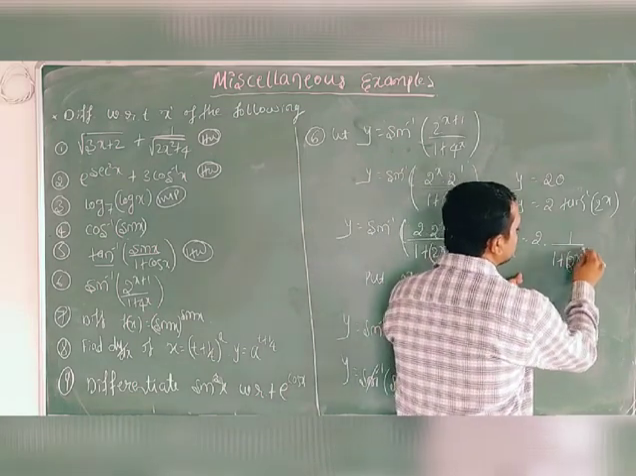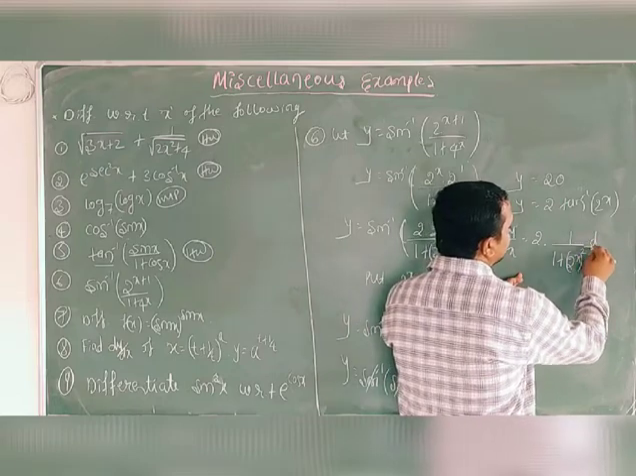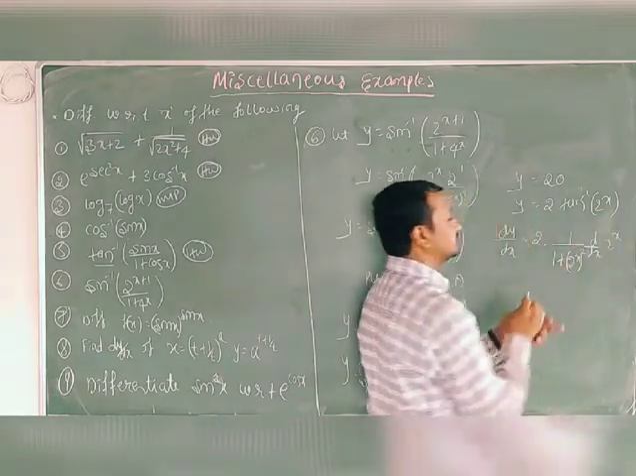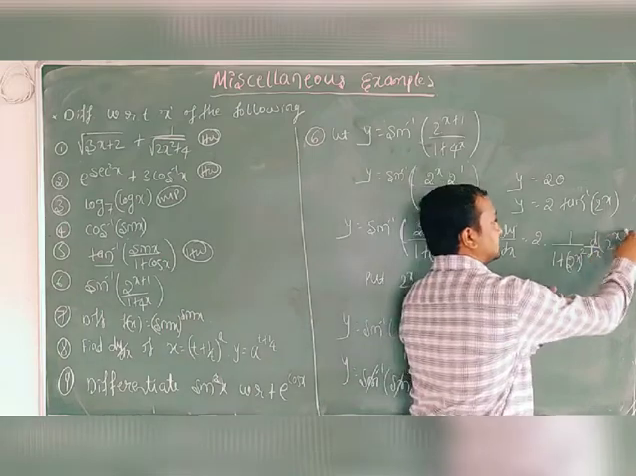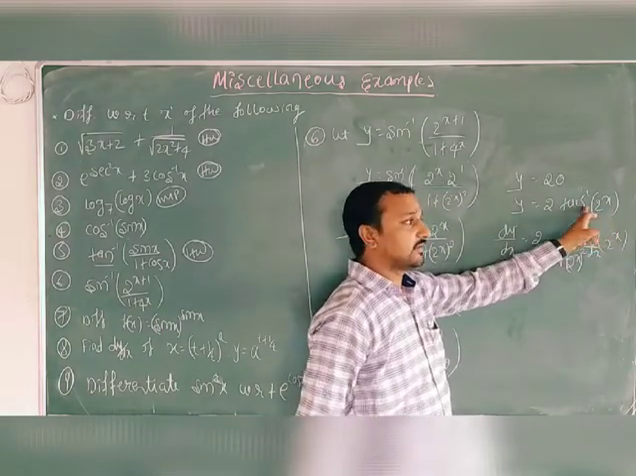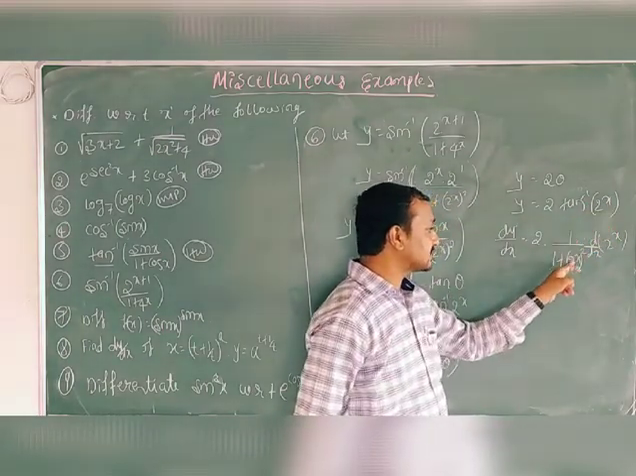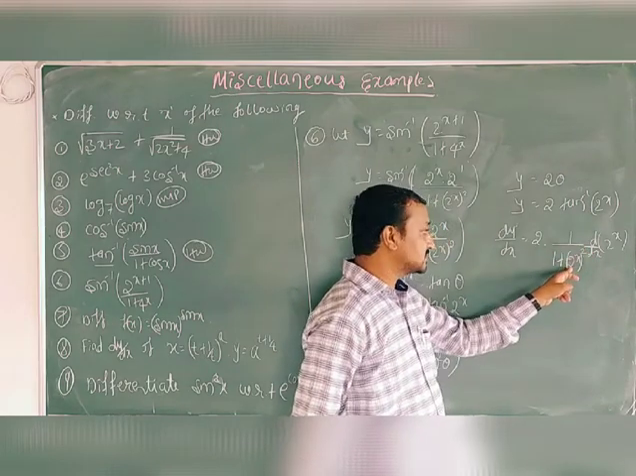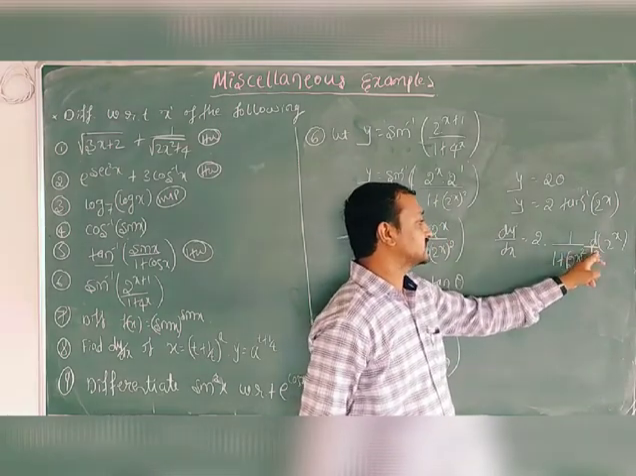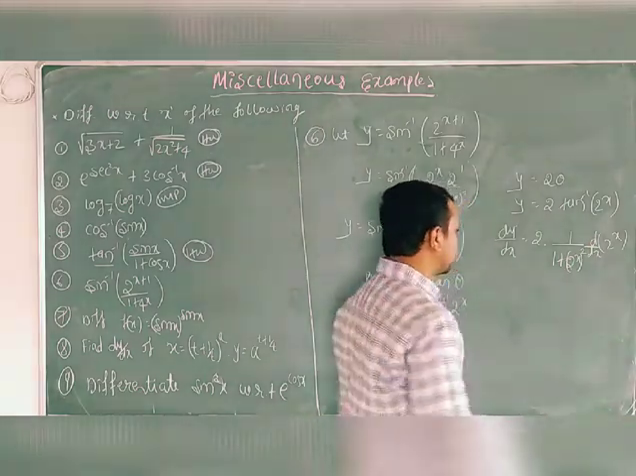2 raised to x square, with respect to d by dx of 2 raised to x. Is that clear? So this is the tan inverse x form. Derivative of tan inverse of x is 1 divided by 1 plus x square. Instead of x, what is there? 2 raised to x. Again, differentiate this function, d by dx of 2 raised to x.